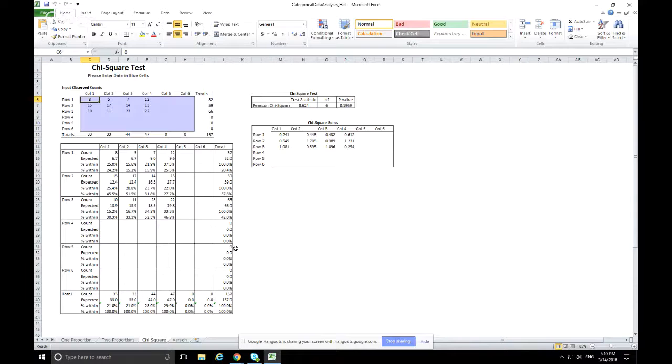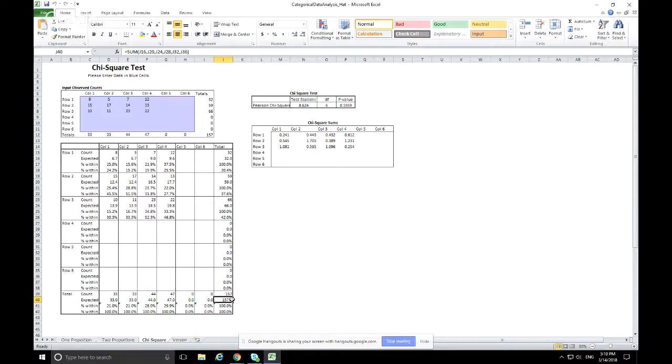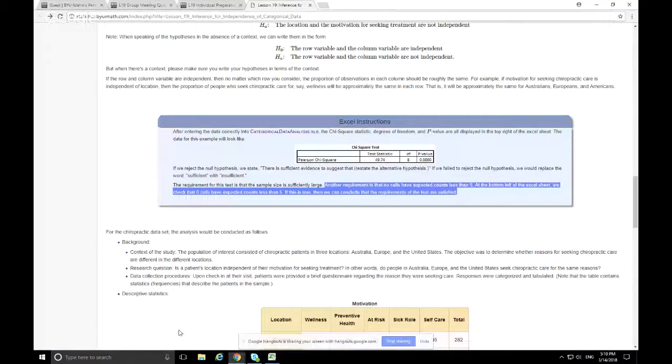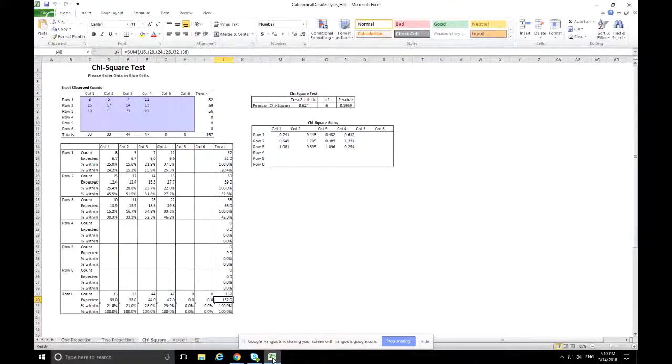Expected. Because right here, expected 157. Is that just what we look for? Because that's the only thing that would make sense, right? Yeah. Expected counts. I think it's none of the columns or any of the boxes in here. You know how it says count, expected, C percent width. So I think none of those expected counts would be less than 5.